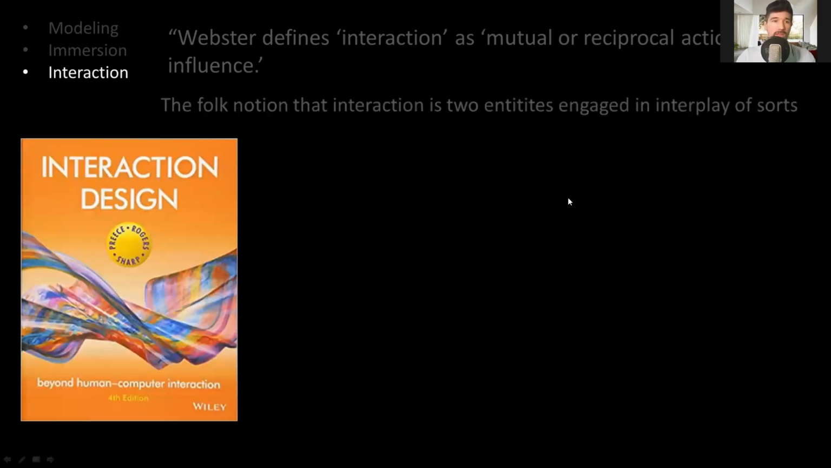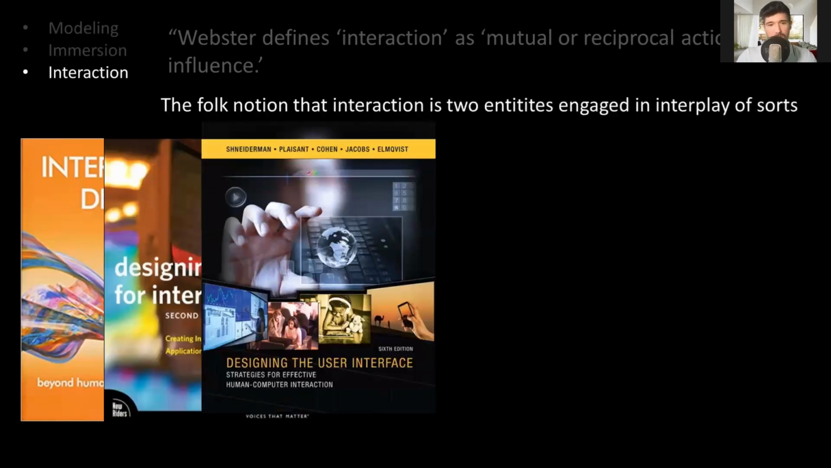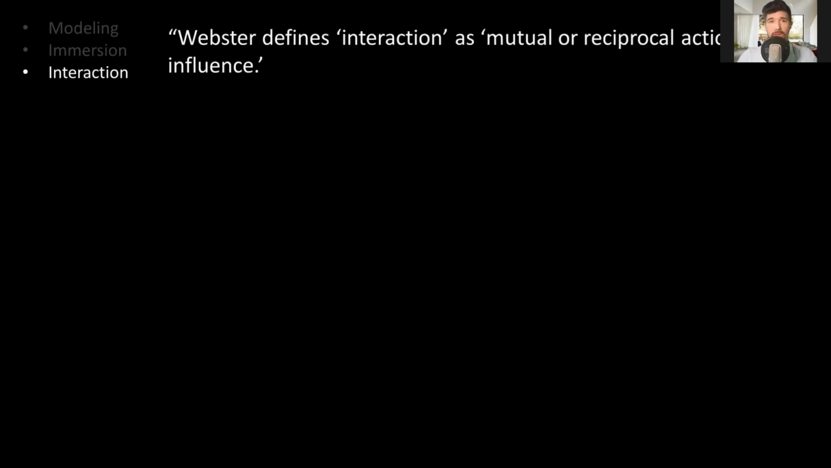If we dive deeper, we can see that different books such as Interaction Design, Designing for Interaction, Strategies for Effective Human-Computer Interaction, Handbook of Human-Computer Interaction, and so on, offer different interpretations and different views of what interaction is. This all leads us to believe that interaction has to be defined in scopes of the context that we are looking at. So in order to answer the question what interaction is, we can revert back to the Webster's dictionary definition, where it specifies that it is mutual or reciprocal action or influence.